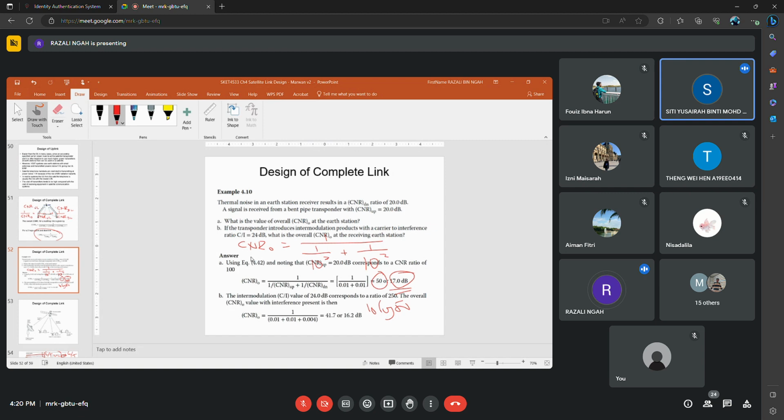Whether the answer is in linear or in dB does not matter. If it is not stated, then you can give in linear or dB. Normally CNR should be in dB.